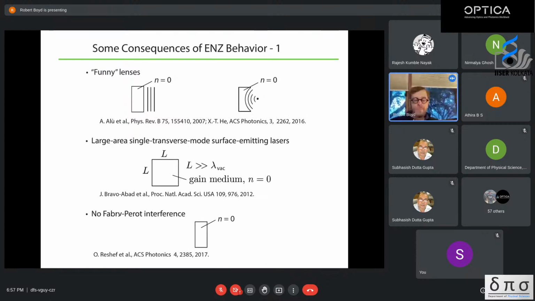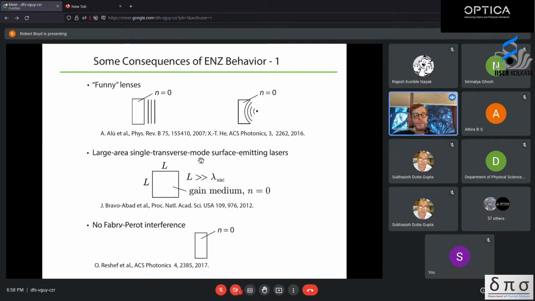Just one more example. I call these funny lenses. No matter how the light gets into the zero index material, it always leaves perpendicular to the surface. So this is how you can create a plane wave of light. This is how you can create a spherical wave of light. You can build very large area single transverse mode surface emitting lasers.